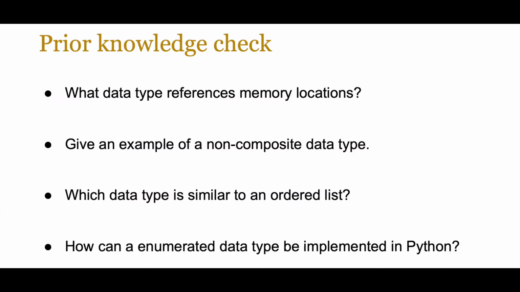Now, before we begin, let's do a slight prior knowledge check. From the previous lesson, you should already know about some of these questions. Pause the video and go through these. Do you know what data type references memory locations? Can you give an example of a non-composite data type? Which data type is similar to an ordered list? And how can an enumerated data type be implemented in Python?